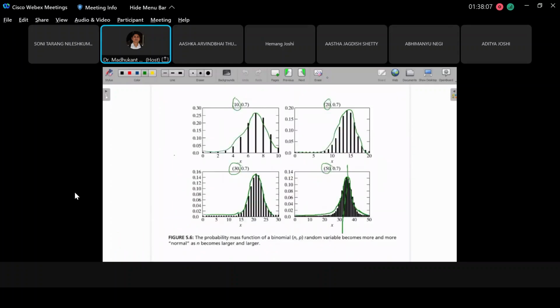So here is the plot of what De Moivre observed. You can see he performed 10 random experiments and plotted the chance of how many successes he got, from 0 to 10, since he tossed the coin 10 times. This is the mass function of a binomial random variable, as n becomes larger. The probability of success here is fixed, p equals 0.7.